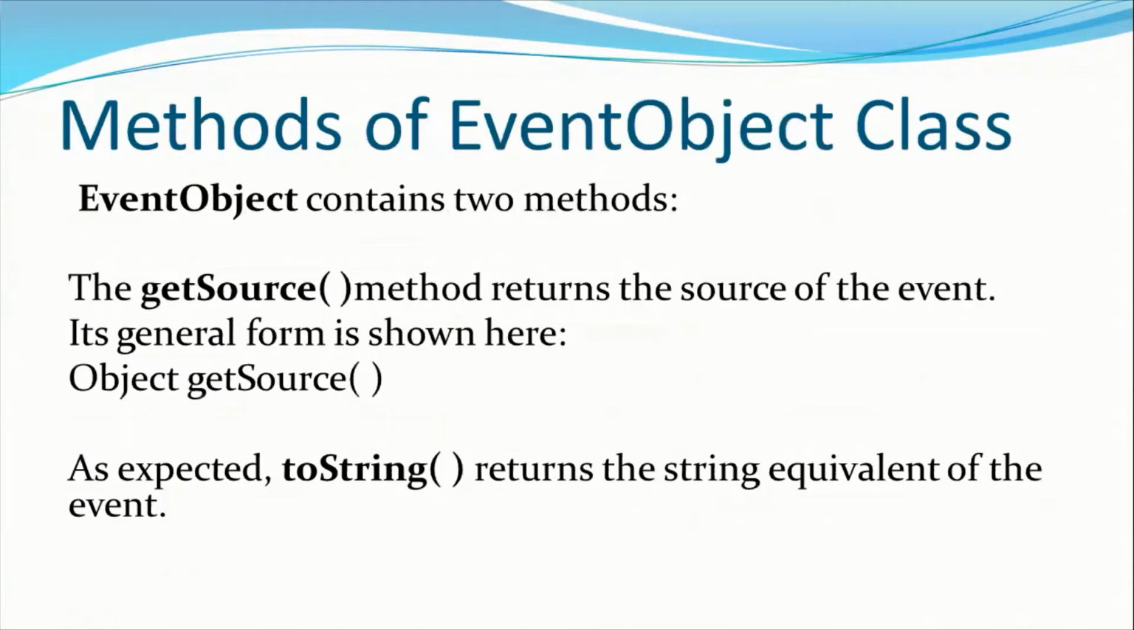Methods of the EventObject class. It has two methods, getSource and toString. The getSource method returns the source of the event. If there are a number of buttons in the program, we can find out which button was clicked by the user by using the getSource method. The getSource method gives us a reference to the object on which the event occurred. Its syntax is Object getSource, and the toString method returns the string equivalent of the event.